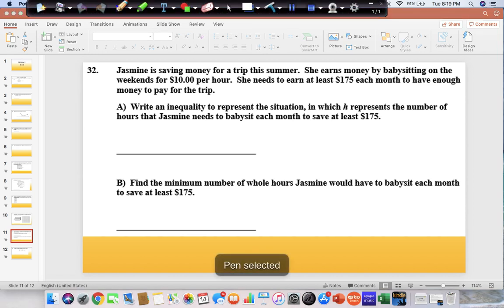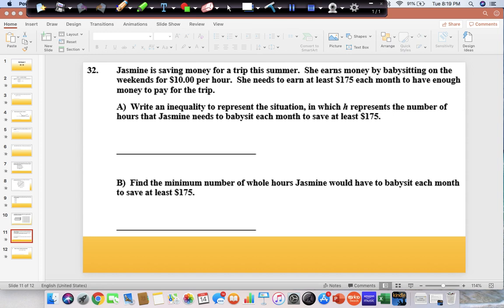Jasmine is saving money for a trip this summer. She earns money by babysitting on the weekends, $10 per hour. This is pretty decent pay for babysitting. You guys should get on that. All right, she needs to earn at least $175 each month to have enough money to pay for the trip.